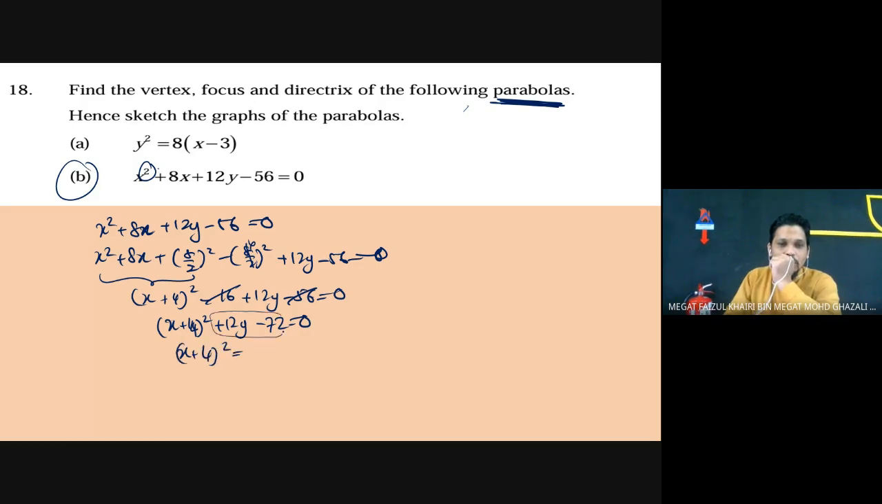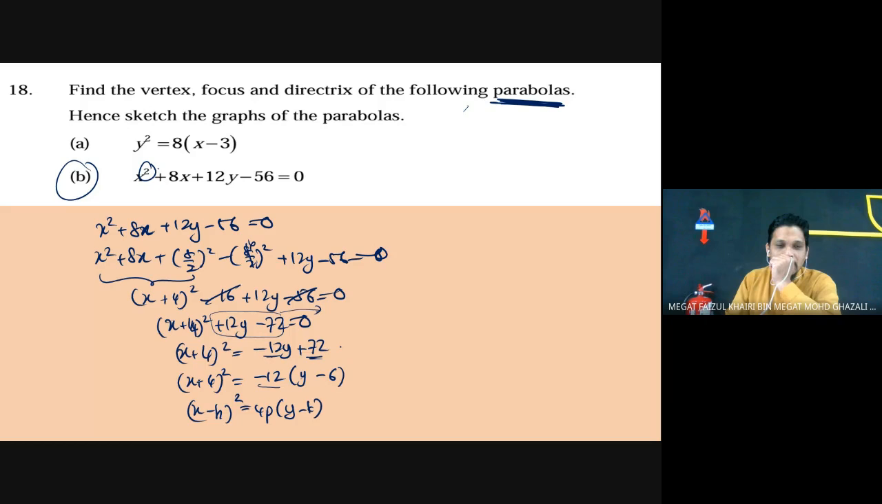Bring this to the right side and it becomes (x plus 4) squared equal to negative 12y plus 72. Factorize 12 and 72: negative 12 times (y minus 6). Negative 12 times y is negative 12y, negative 12 times negative 6 is positive 72. So we compare with (x minus h) squared equal to 4p (y minus k).